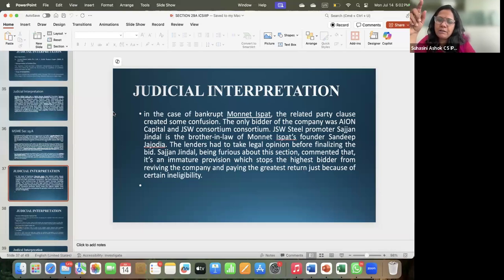So here, even if you are paying the highest bid, just because you are paying the highest bid, you cannot claim eligibility. If you are ineligible under section 29A, even if you are the highest bidder, you cannot claim that you are eligible.